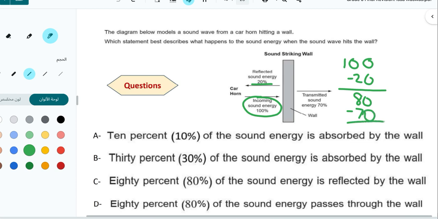So what portion of that 100 gets absorbed? We're left with 10. That means 10% of the sound must be absorbed, because we have the three transactions: reflection, transmission, and absorption. 10% of the sound will have to be absorbed, because the other 90% was either reflected or transmitted.